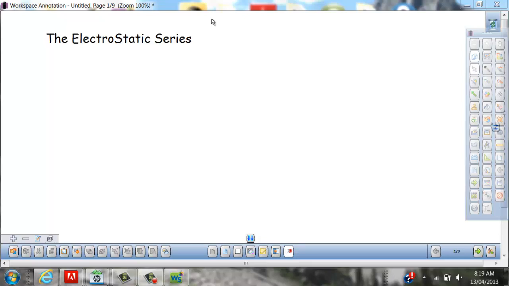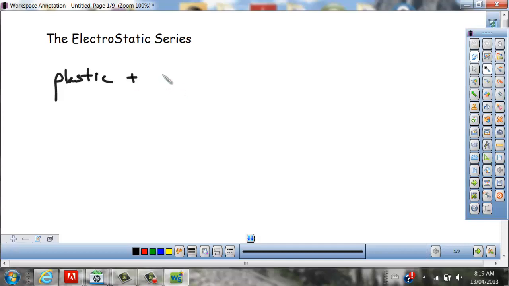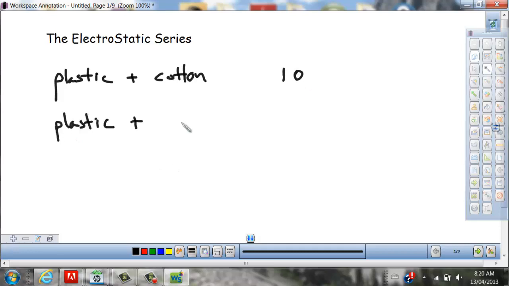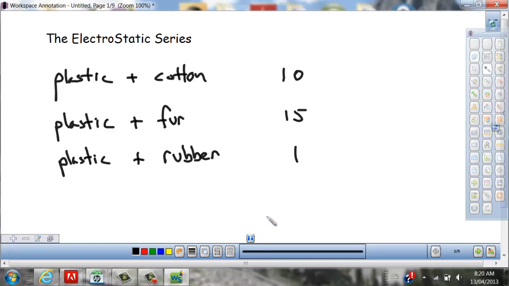Now, you might have noticed from Friday's experiment that different materials, when rubbed together, picked up different numbers of those little discs of paper. So if you took, say, the plastic rod and rubbed it with cotton, you might have gotten 10. And then if you took the same rod and rubbed it with, say, fur, you might have gotten 15. And then if you took the plastic and rubbed it with, say, rubber, you'd only get 1. So what's the difference? What's going on here? Why is there a difference in the number of pieces of paper that are being picked up?